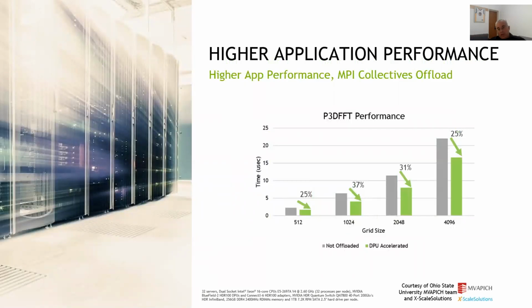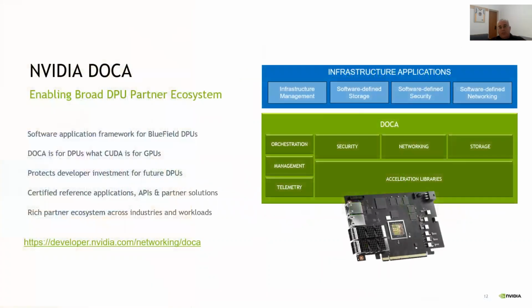So we took the three-dimensional FFT as an example. Three-dimensional FFT runs on all-to-all operations, MPI all-to-all operations. We modified that to run on non-blocking all-to-all operations, and we're able to achieve a great performance boost with the DPU. So now we get bare metal performance, but actually accelerated bare metal performance, and the security part or the multi-tenancy support. We have created DOCA, which is the software development kit for the DPUs.